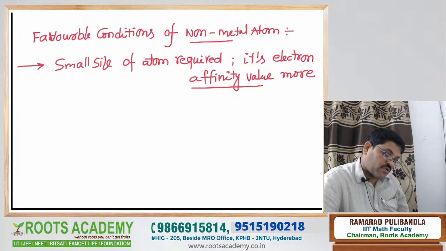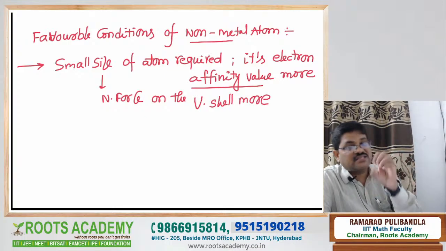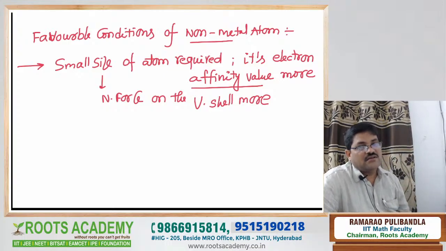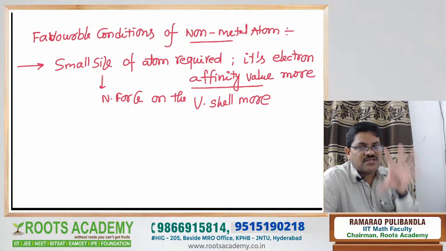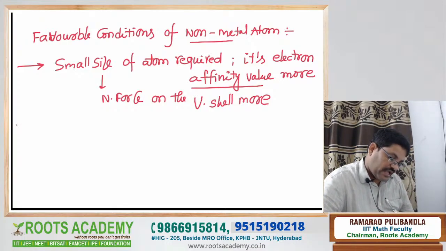Why is electron affinity more if the size of the atom is small? If the size of the atom is small, the nuclear force on the valence shell is more, so the electron acceptance tendency is easy. That is the logic. That is the important point. And one more important point is that the non-metal atom with the highest EN value is required.